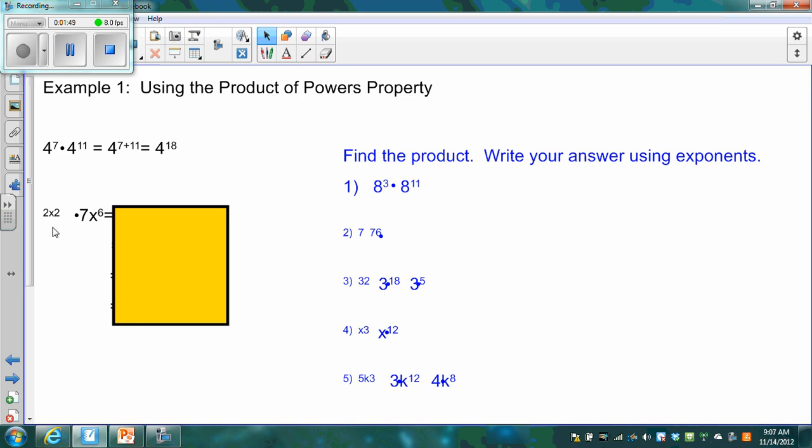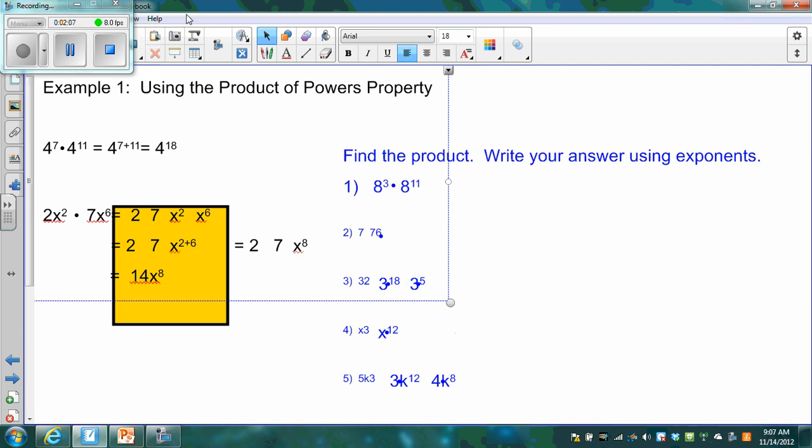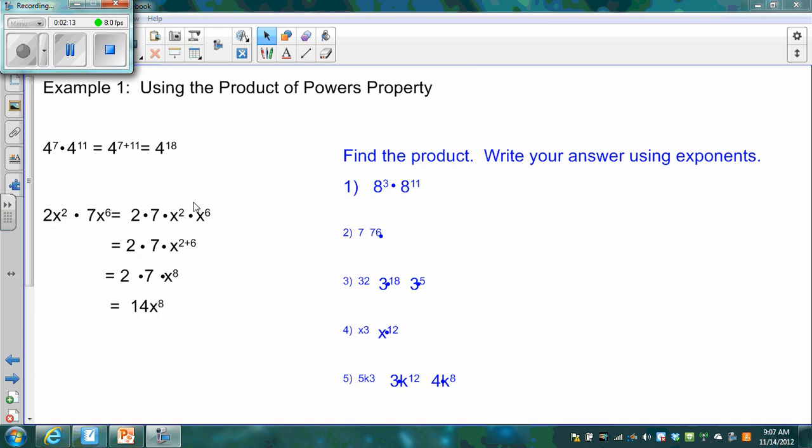The second example got messed up a bit. This should be 2 to the x squared times 7 to the x to the 6th. Sorry, this didn't save. I'm going to pause it and fix this for a second. There we go. My box wasn't working.